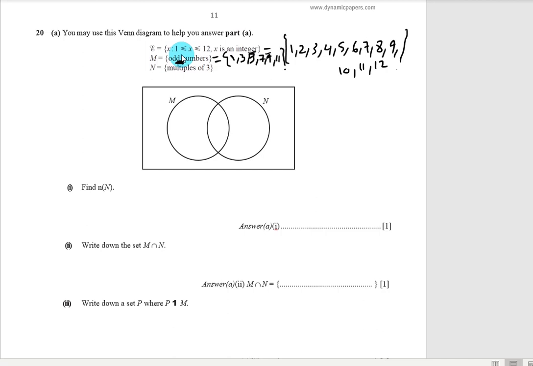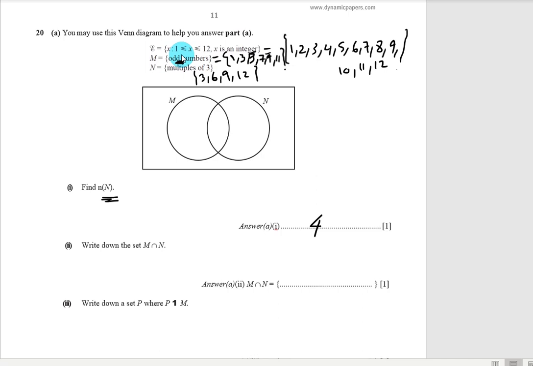Now N is the multiples of 3, so it will be 3, 6, 9, 12. This is each one of them. How many numbers are in N? Let us count: 1, 2, 3, 4. So the number of items in N is 4.